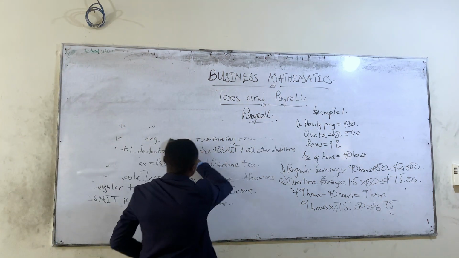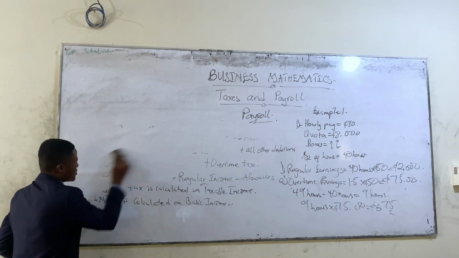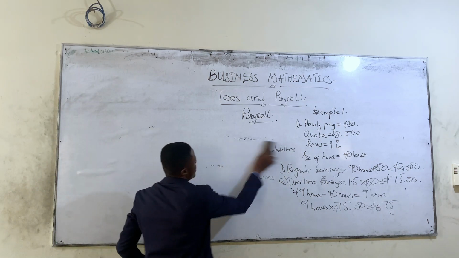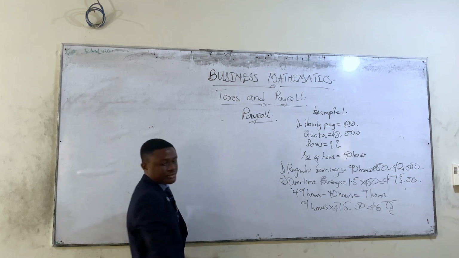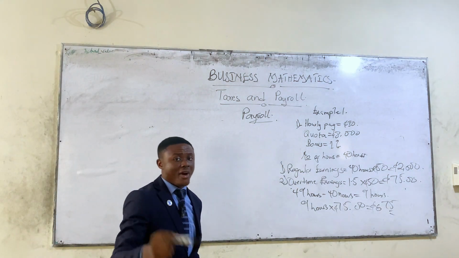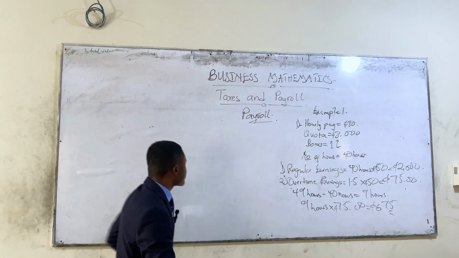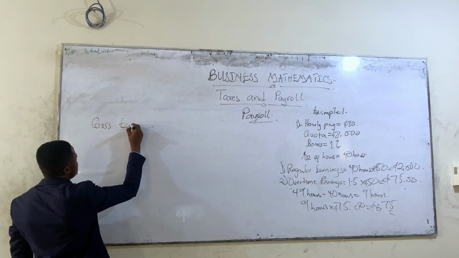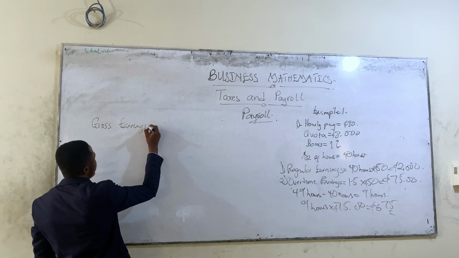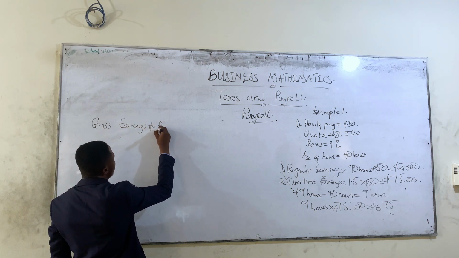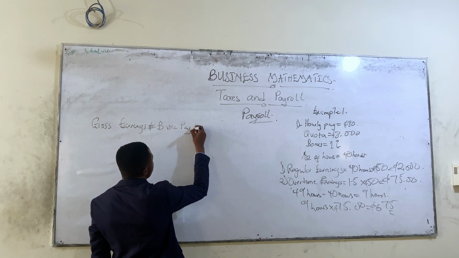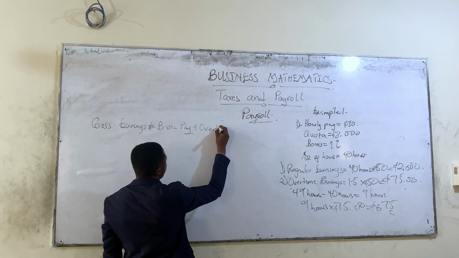And the last question says to find his gross earnings. So let me clean this formulas. Finding his gross earnings. We know that our gross earnings is our basic pay, or our regular income, plus our overtime pay.